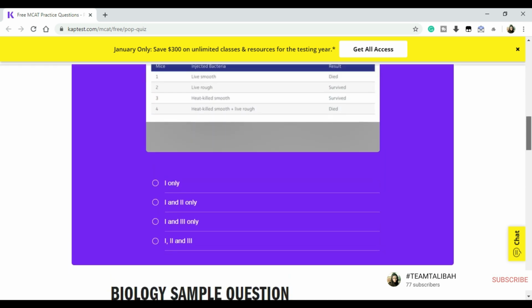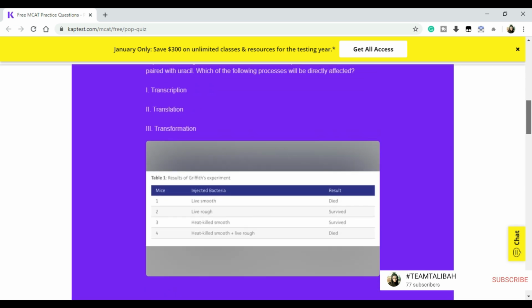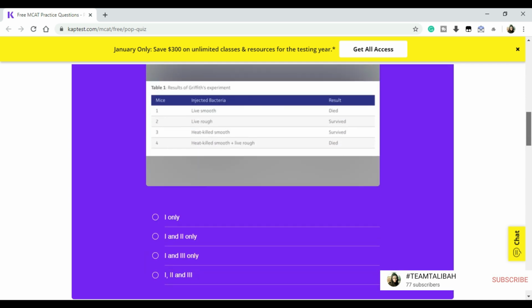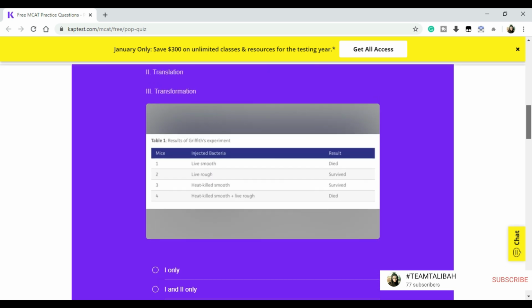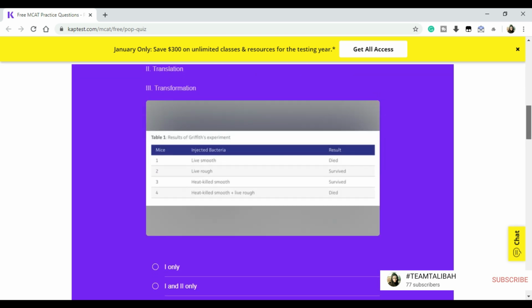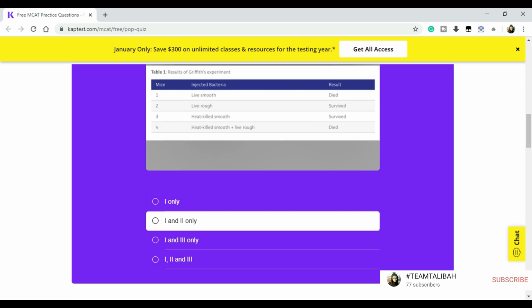Okay, so the answer choices are: A, 1 only, and 1 is transcription. B, 1 and 2 only, 1 is transcription, 2 is translation. C, 1 and 3, transcription and transformation. And D, 1, 2, 3, all of them: transcription, translation, and transformation. So I'm going to choose the answer choice. Okay, so I chose, I'm going to choose.